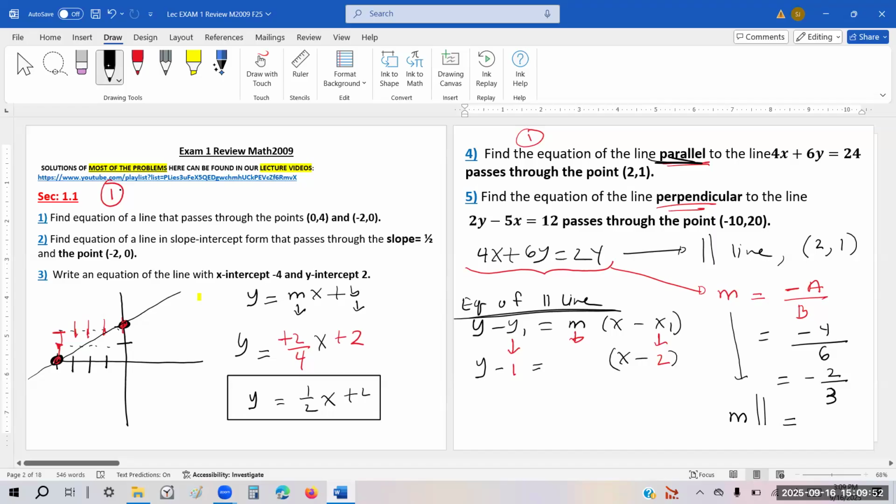What's the slope of the parallel line? Parallel lines have what type of slope? Same slope. And perpendicular lines have what type of slope? Negative reciprocal. So the parallel line has the same slope, negative 2/3. So you write negative 2/3. If we had a perpendicular line, what would be the slope of the perpendicular line? Positive 3/2. So instead of negative 2/3, you're going to write 3/2 here for the perpendicular line.